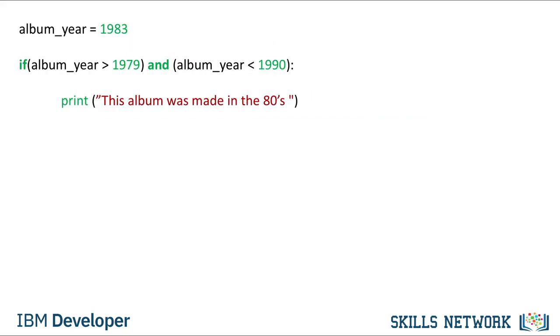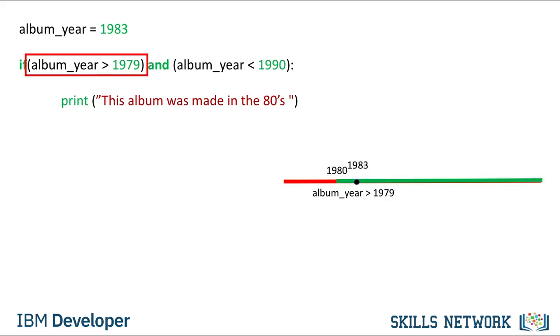The following lines of code will print out: this album was made in the 80s if the variable album year is between 1980 and 1989. Let's see what happens when we set the album year to 1983. As before, we can use the colored number line to examine where the condition is true. In this case, 1983 is larger than 1980, so the condition is true.